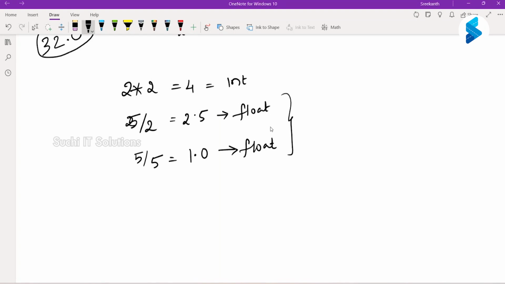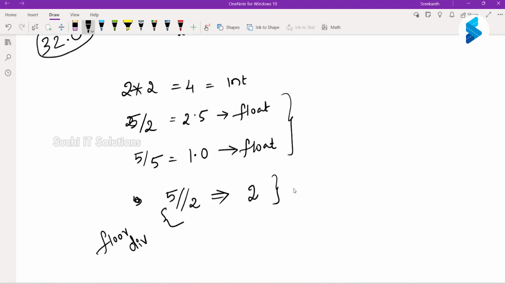Yes, sir. Okay. Now, let me just say 5 double slash 2 will result in what value? What would be the output of 5 slash slash 2? When I use a double slash, it is nothing but floor division. So what would result in 5 double slash 2? It would be 2.